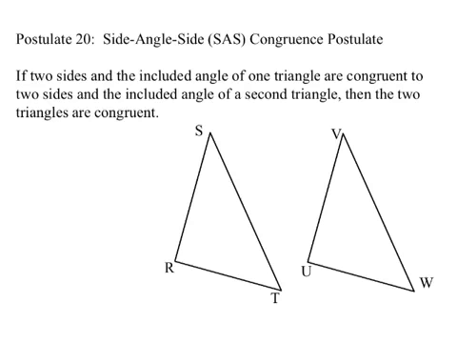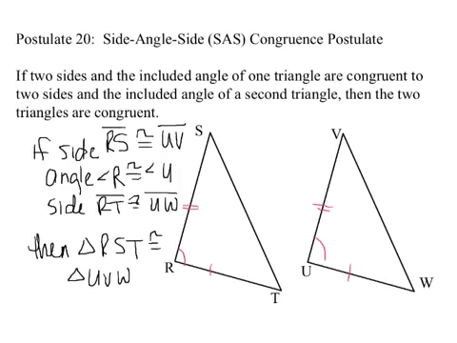I'm going to hit pause for a second and write something in. So we have, if side RS is congruent to UV, and angle R is congruent to angle U, side RT is congruent to side UW. That's side angle side, and this is the included angle because it's in between the two sides. Then your triangles are congruent.